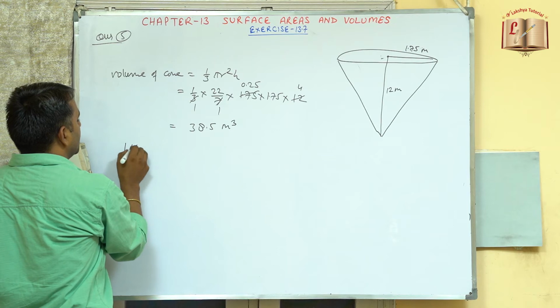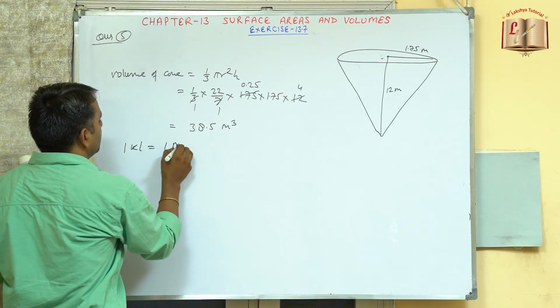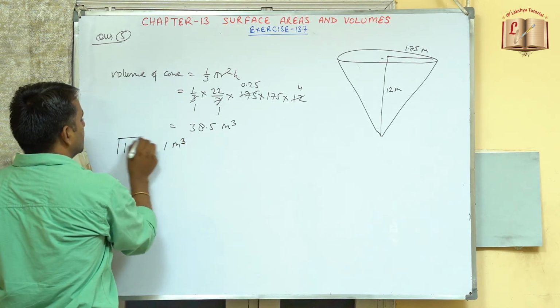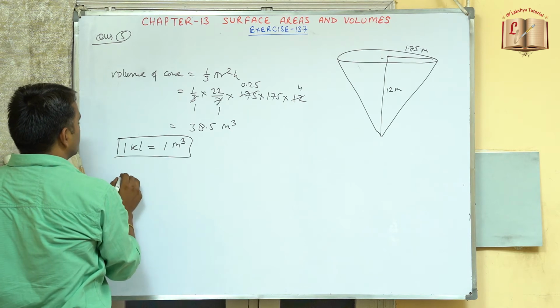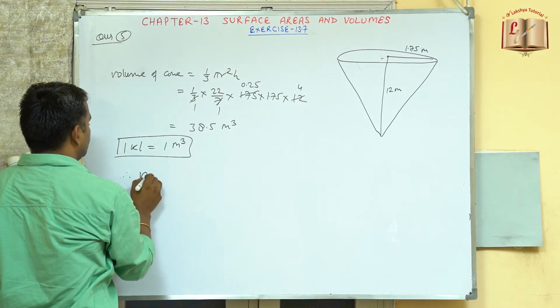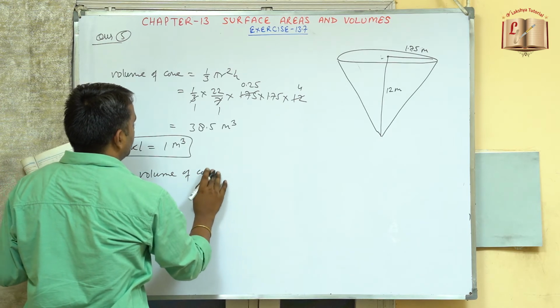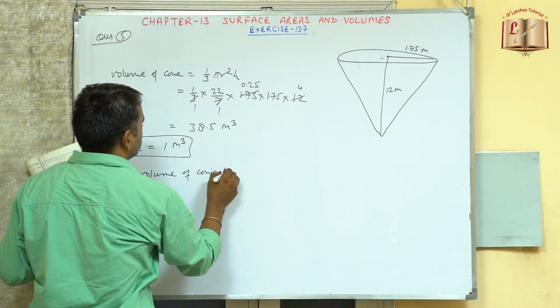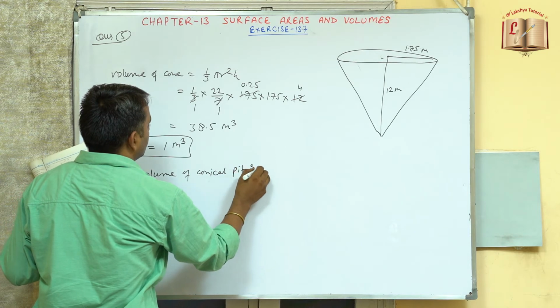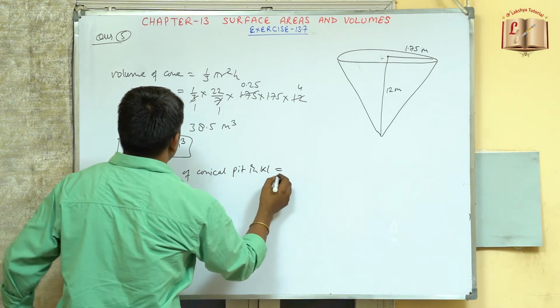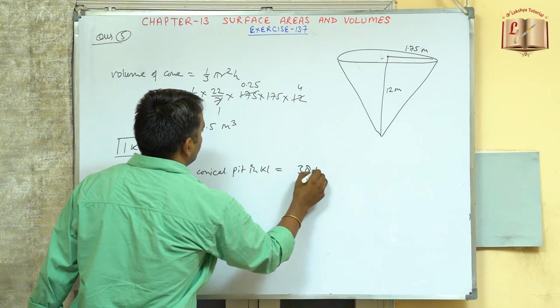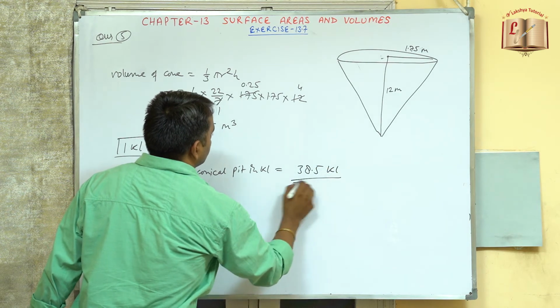So we know 1 kiloliter is equals to 1 meter cube. So we'll use this relation. Therefore volume of conical pit in kiloliters will be equals to 38.5 KL.